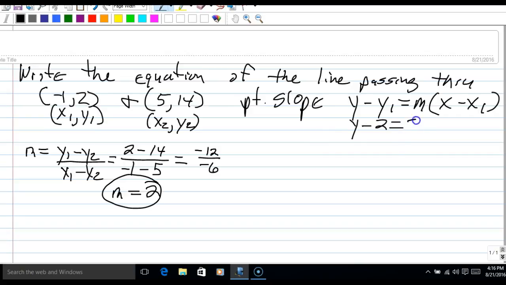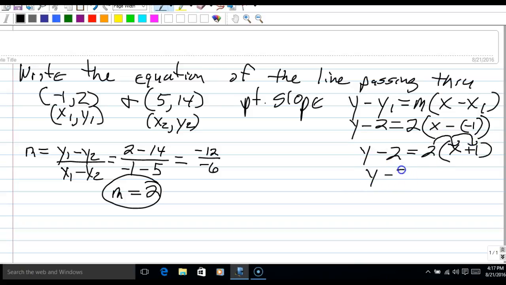The slope here is 2. And since I use y sub 1 here as 2, then x sub 1 is going to have to be negative 1. So that's x subtract a negative 1. So that gives me y minus 2 is equal to 2 times the quantity x plus 1. Distribute the 2. Multiply everybody in parentheses by 2. And I have y minus 2 is equal to 2x plus 2. And if I add 2 to both sides of the equation, I have y is equal to 2x plus 4.